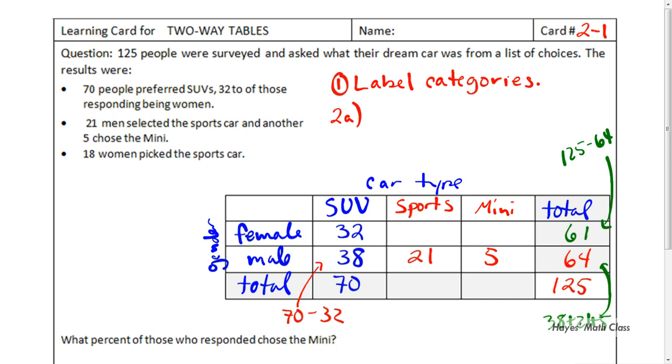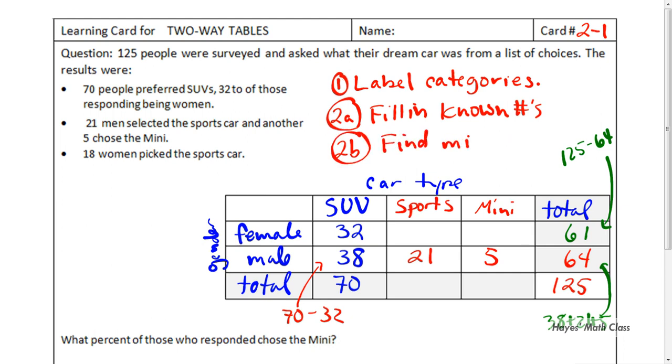2A, fill in the known numbers. And 2B, find missing numbers. Some people like to write in all of the known numbers first. So they go in and they write in the 70, they write in the 32, they write in the 21, they write in the 5, and then the 18 women pick the sports car.